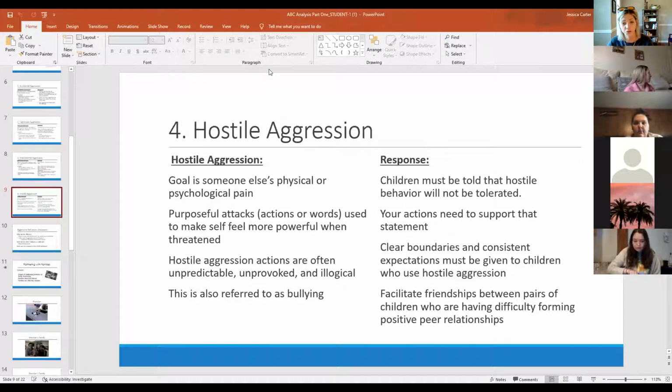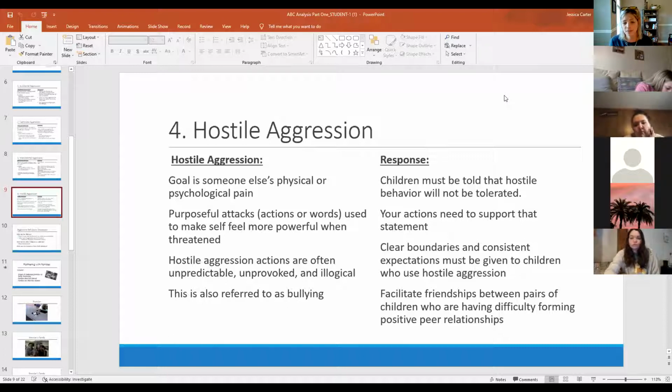We do want to address hostile aggression when it's occurring, but we need to make sure we have clear documentation, that we have done our due diligence, that we know what's at play here. So are there specific times of the day? Are there specific daily routines, materials, whatever? And so this is where the ABC analysis comes in, and there are other types of behavioral records and documentation that you can use.